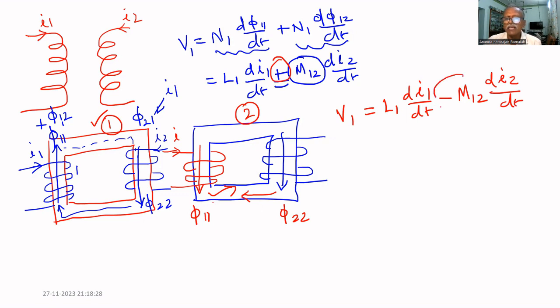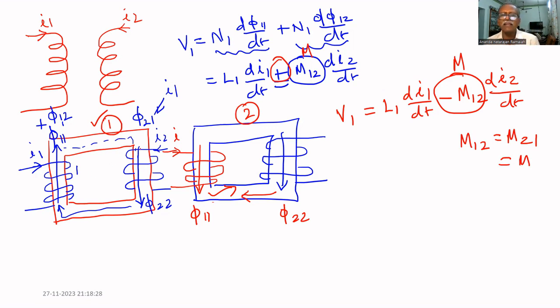That's why the sign of M matters. We have seen that M12 equals M21 equals M. So we can say mutual inductance M has a positive or negative value depending upon the orientation.